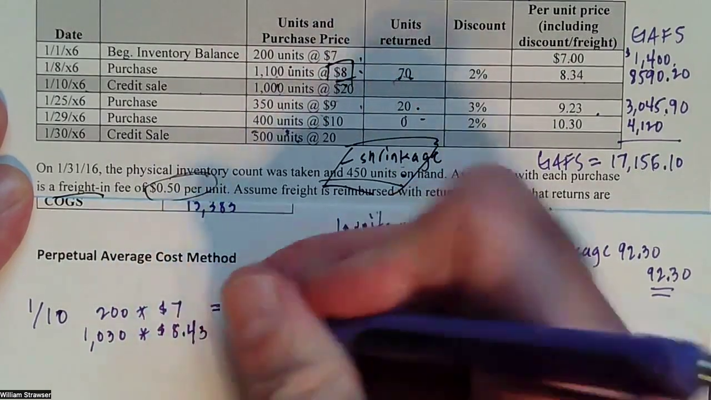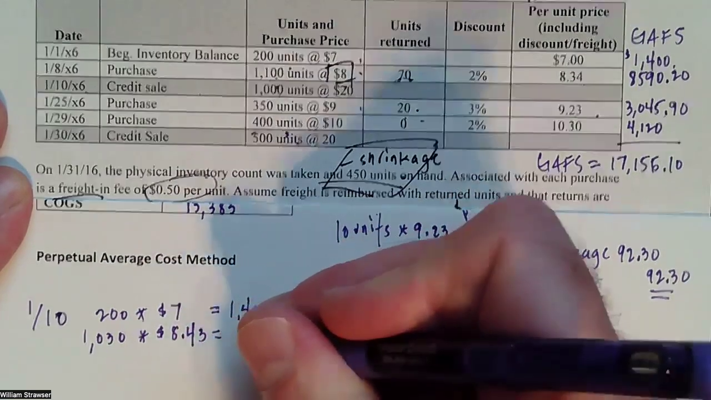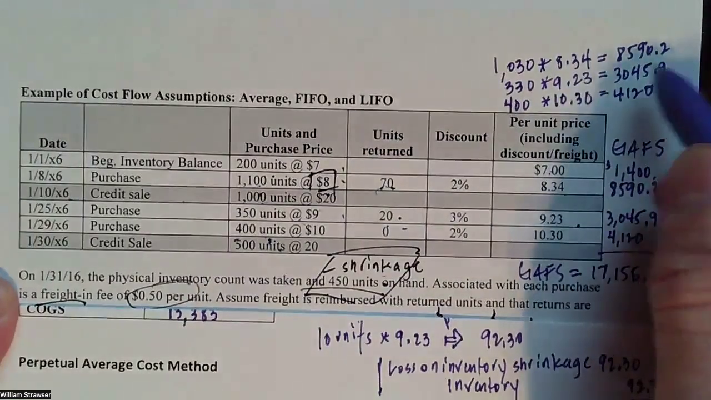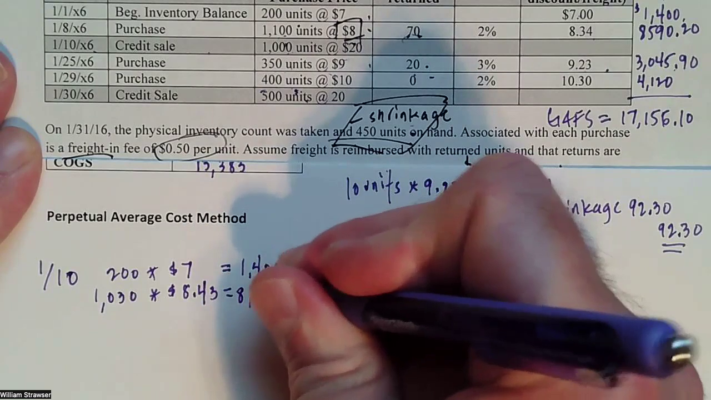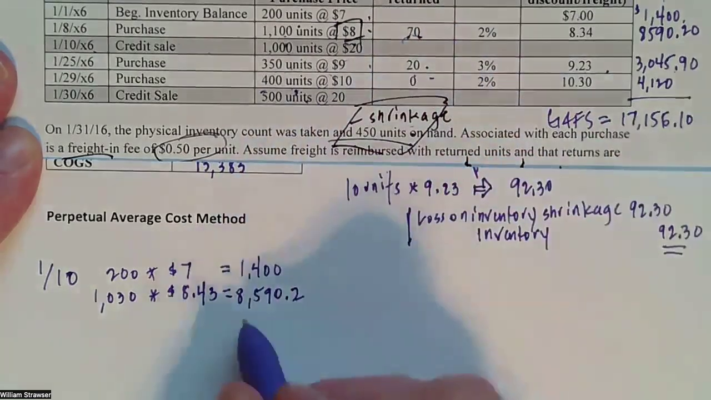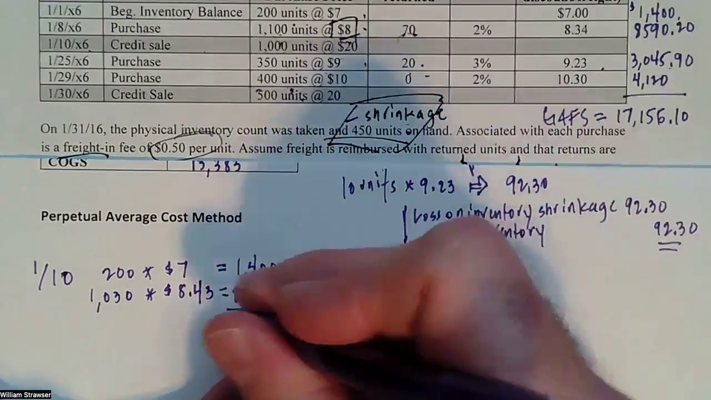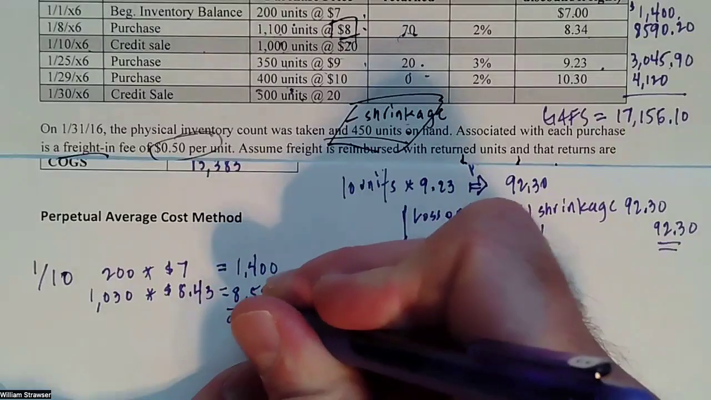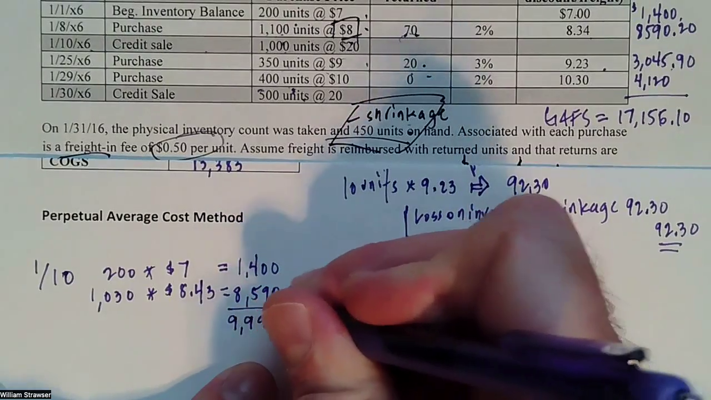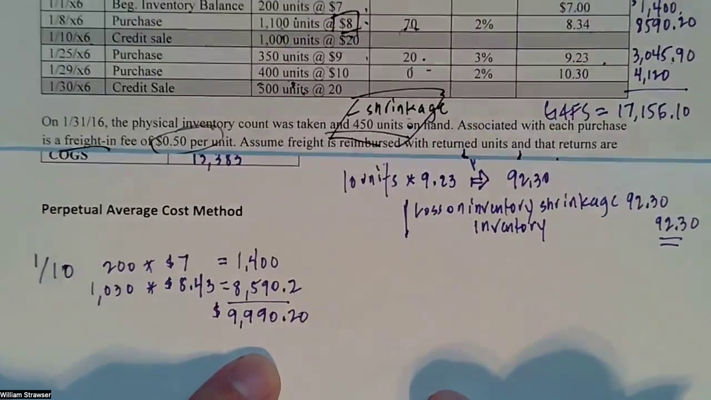And so that's going to give me 1,400. We already know that the other one gives me 8,590.20. So in total, the dollar value of goods that I have at that date is $9,990.20. Now to come up with the average price per unit, right?